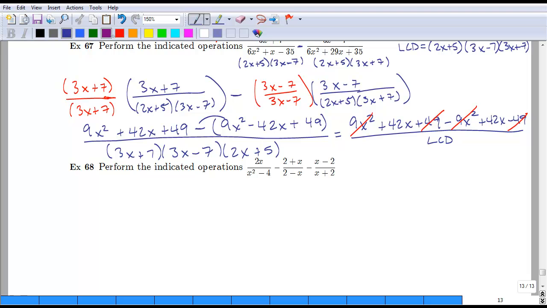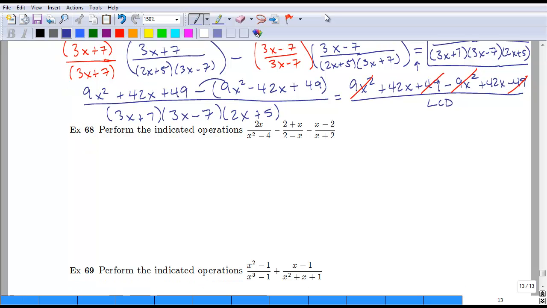And all we are going to be left with here, I'm going to write it up here because we're running out of room, is 84x over our common denominator. We make sure that we write this all out: 3x plus 7, 3x minus 7, 2x plus 5. So that is our final answer for this problem.